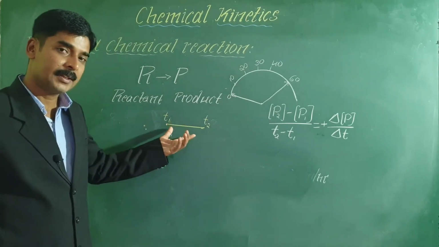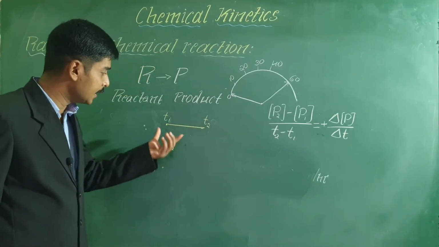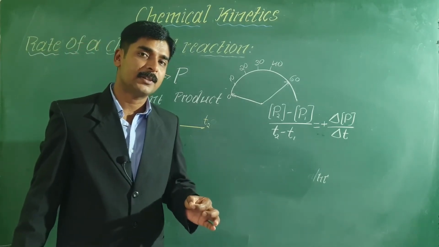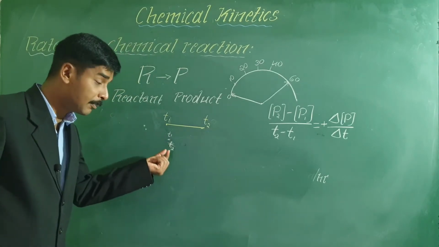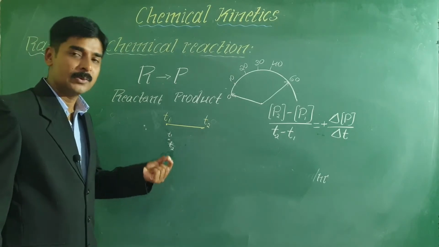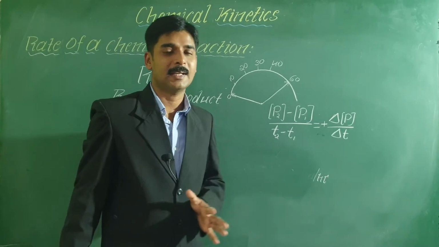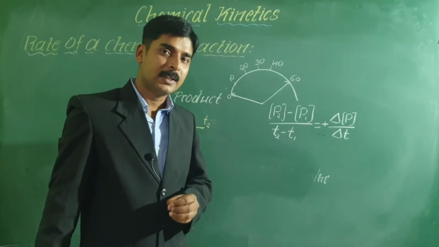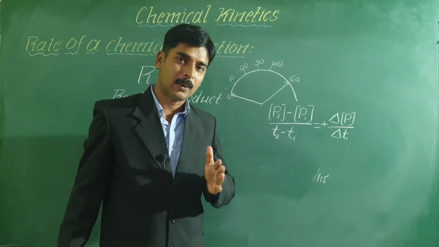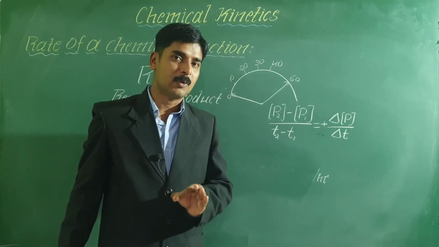So average rate is the change in concentration of any one of the reactant or product over a certain time interval. Instantaneous rate is the change in concentration of the reactant or product at that particular time instant or for a very small time interval. So this instantaneous rate gives you the actual rate of the reaction. Whenever in this chapter we talk about rate of a reaction, we will be talking about instantaneous rate only. Okay, is this point clear to you?